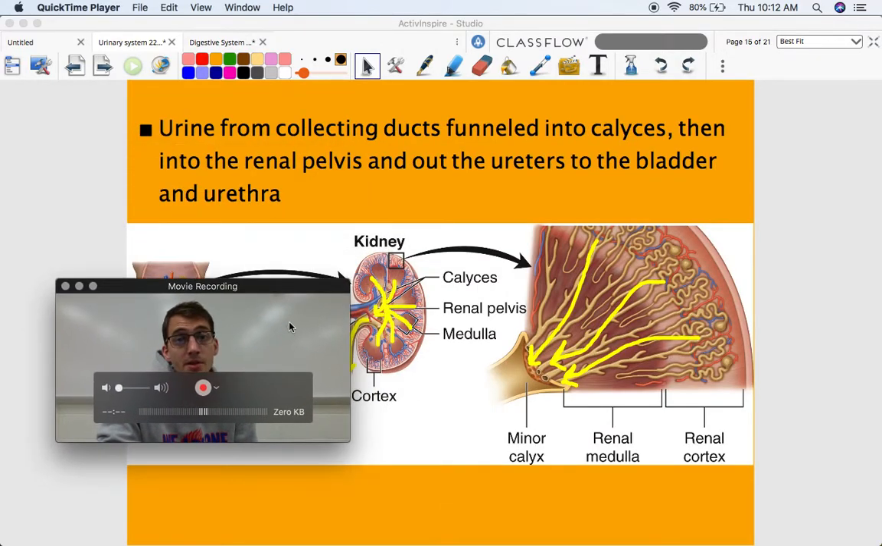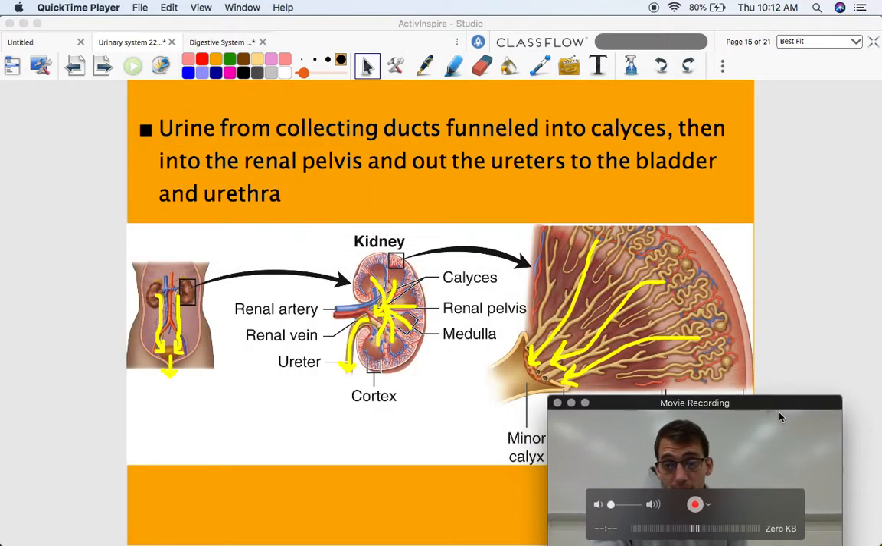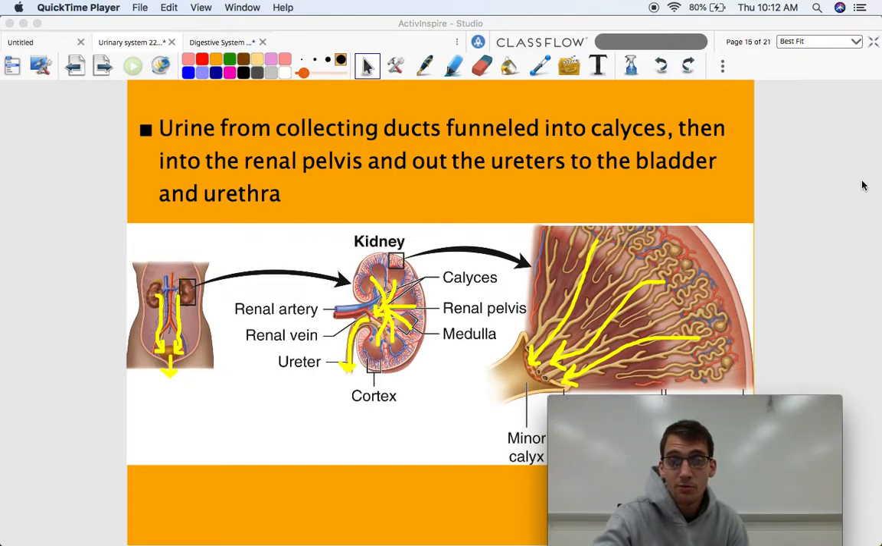Okay, so while those 4 processes are happening to form urine, it's kind of funneled and funneled and funneled, right?